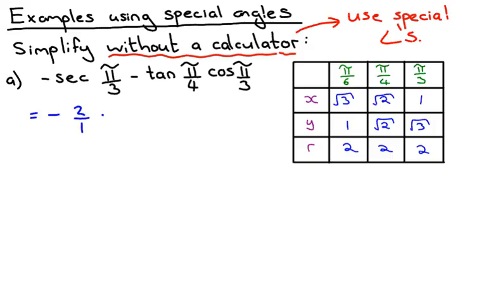Then I'm going to subtract tan of pi over 4. So I go to pi over 4, and I know that tan is y over x. So my y is root 2, my x is root 2. And remember in AP, it's always a good idea to write things out in full, at least in that first step. Then I'm going to multiply, I'm going to use brackets just to keep my order of operations correct. Cos of pi over 3, so I go to pi over 3. Cos is x over r. So it's 1 over 2.